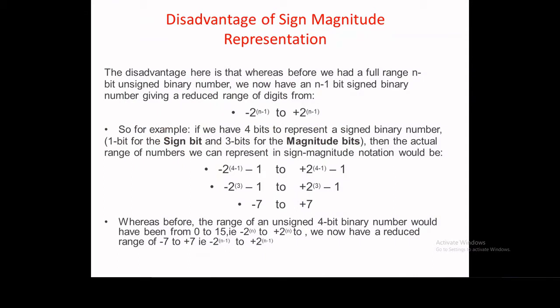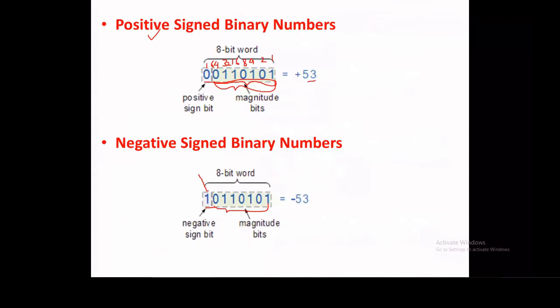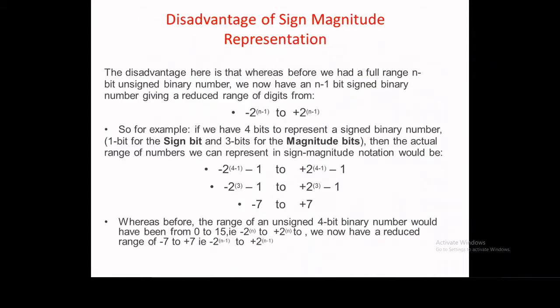Now, what are the disadvantages of this sign magnitude representation? Means why are we going for 1's complement and 2's complement format for showing negative and positive binary numbers? The disadvantage here is that before, we had a full range with an n-bit unsigned binary number. Suppose we are representing the binary number in unsigned format. In unsigned format, this bit is also used as a magnitude bit for the binary number, so the range of the number is increased in unsigned binary format.